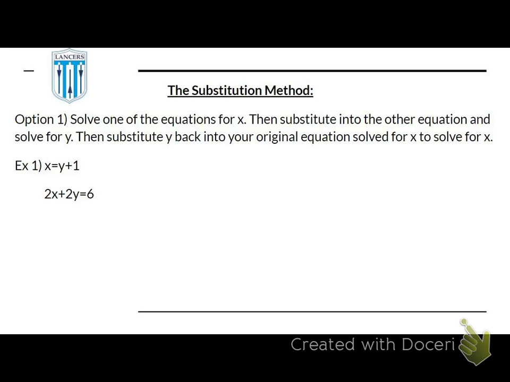Okay, solve one of the equations for x is the first thing it says to do. Lucky for us, that's already happened in this example. Which equation is already solved for x? Where is x already alone? X equals y plus 1. Good, x equals y plus 1. This equation is already solved for x. X is alone.